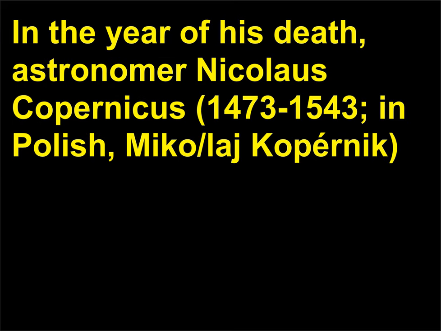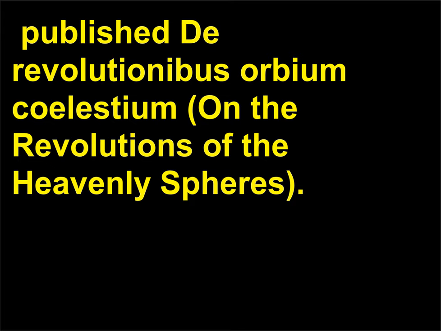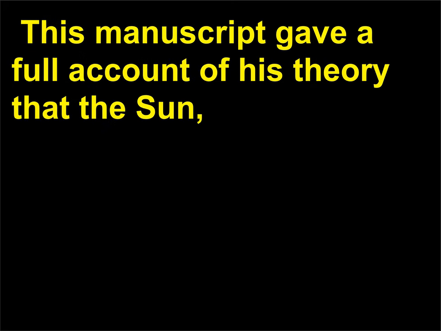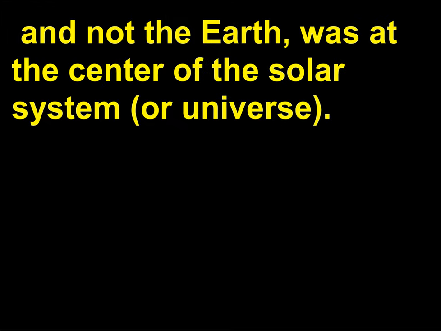In the year of his death, astronomer Nicolaus Copernicus, 1473-1543, in Polish, Mikołaj Kopernik, published De Revolutionibus Orbium Coelestium, on the revolutions of the heavenly spheres. This manuscript gave a full account of his theory that the sun, and not the earth, was at the center of the solar system, or universe.